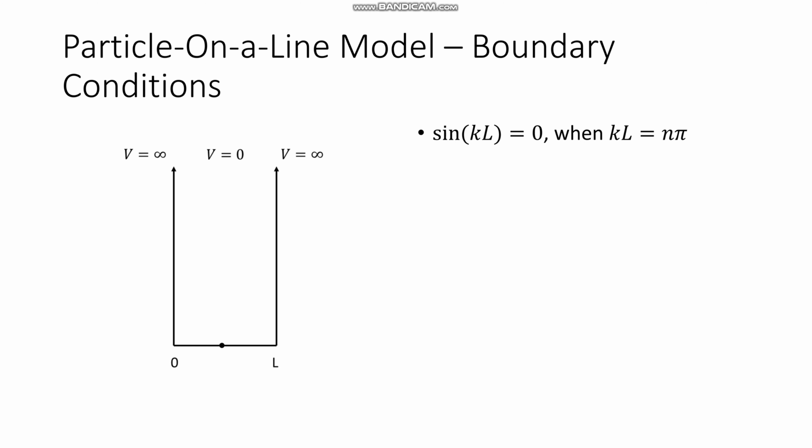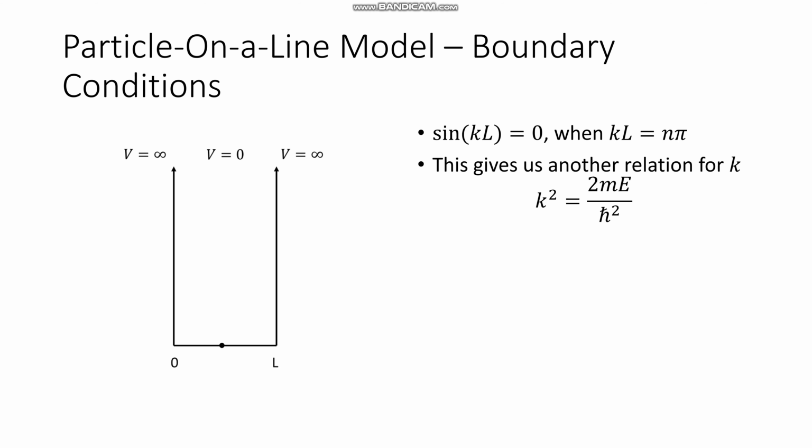Well, sine equals 0 wherever the argument inside of it is some integer times pi. The sine of any integer multiple of pi is 0. So we can evaluate this and get another expression or relation for k.